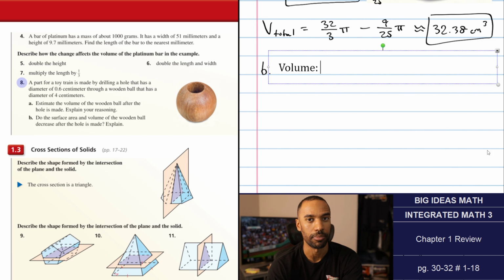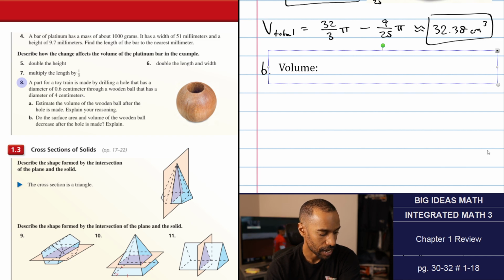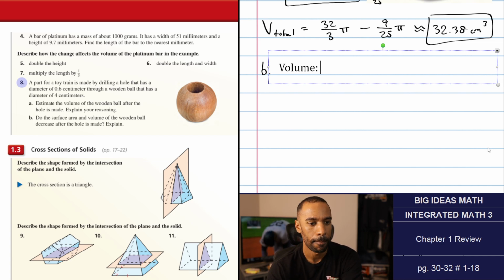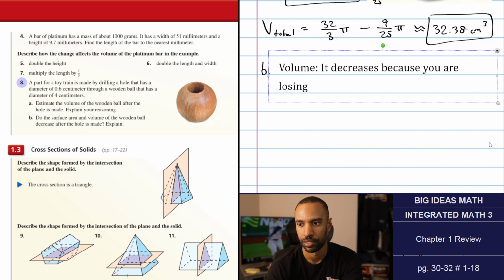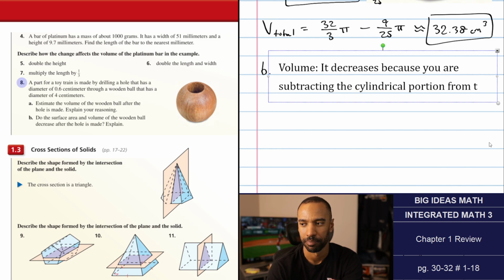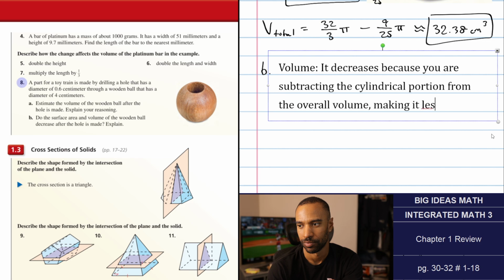Oh, we might have to do a computation. I take it back. I think we do have to do a computation for surface area. For volume, it's going to take a while, but I'll explain what I think it is and why. For volume, the volume decreases because you are losing volume of the ball. You are subtracting the cylindrical portion from the overall volume, lessening it.